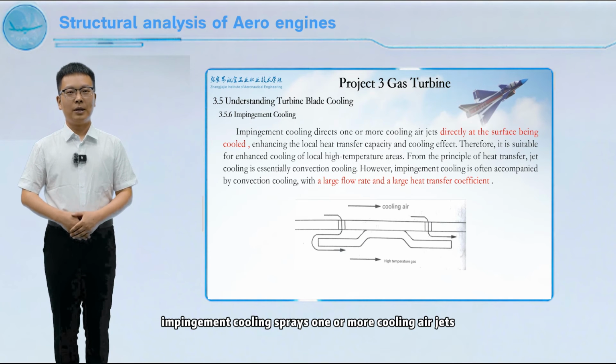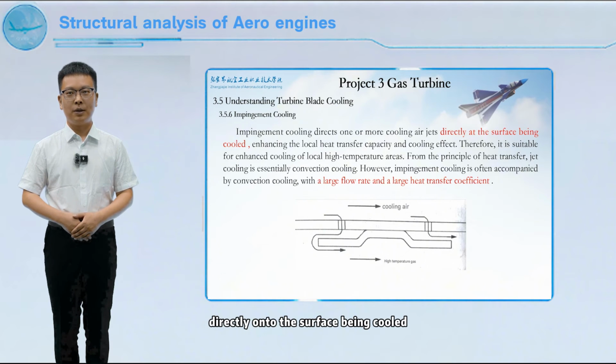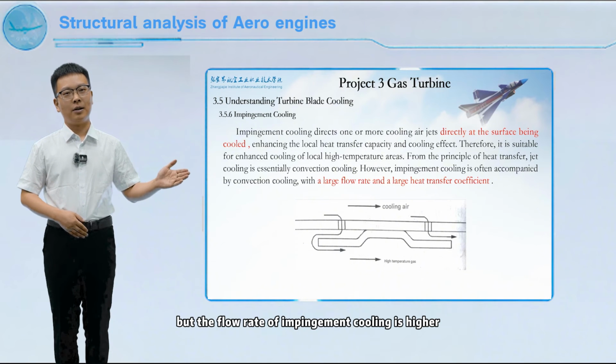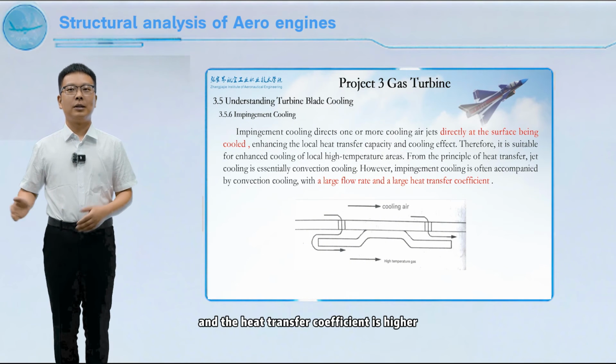Impingement cooling sprays one or more cooling air jets directly onto the surface being cooled, enhancing the local heat transfer capacity and cooling effect. Therefore, it is suitable for enhanced cooling of local high-temperature areas. From the principle of heat transfer, impingement cooling is essentially convection cooling. Therefore, impingement cooling is often accompanied by convection cooling, but the flow rate of impingement cooling is higher and the heat transfer coefficient is higher.